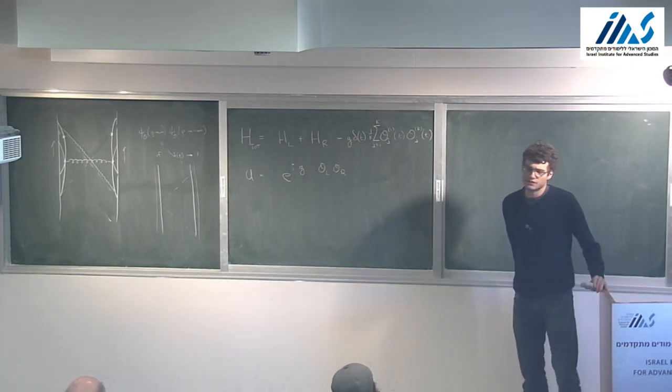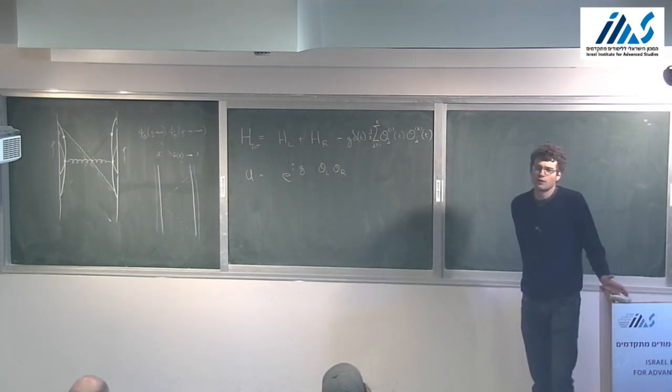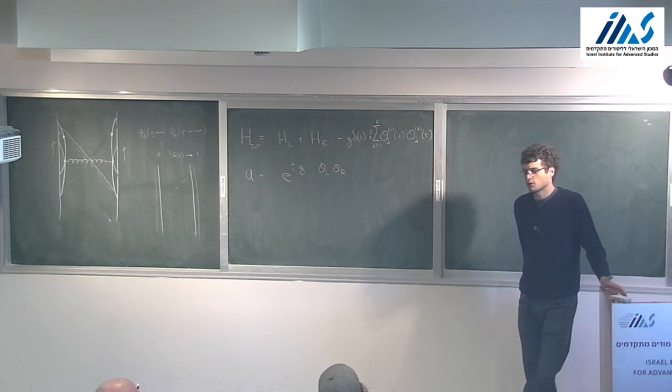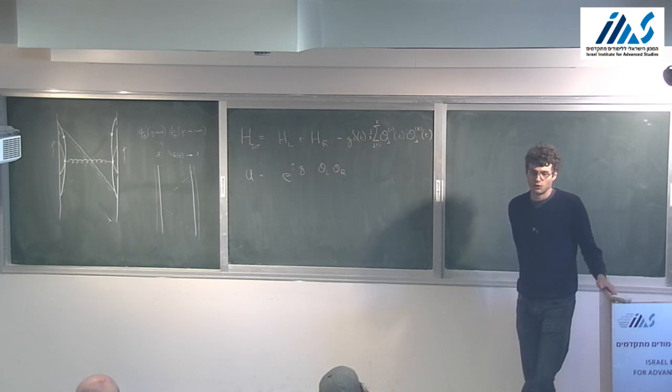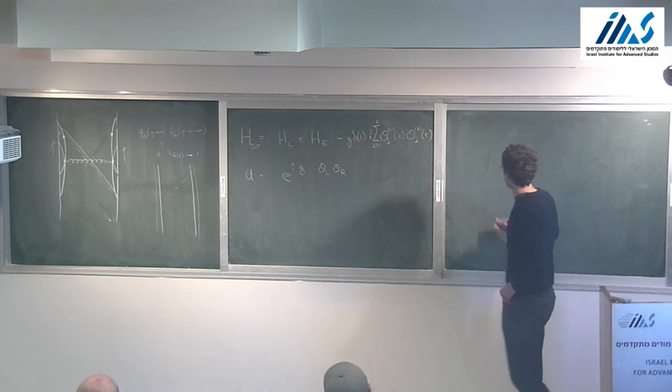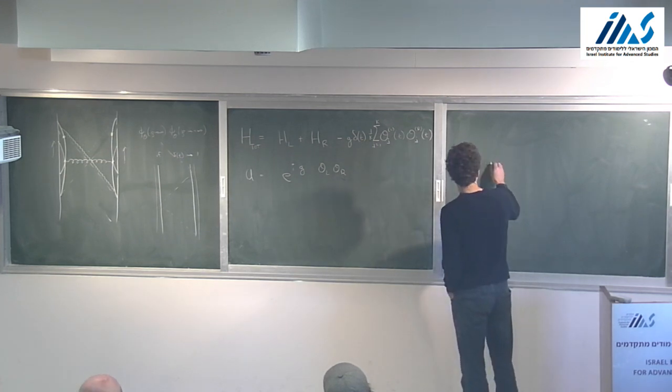So the next thing I want to do is use this traversable wormhole setup to give an example of a protocol for accomplishing a quantum information task that's known as the Hayden-Preskill problem. And this is a problem which is related to extracting information from an evaporating black hole. And it's based on the following.